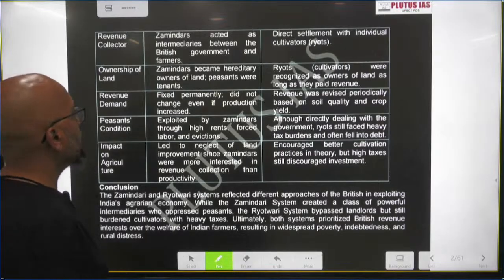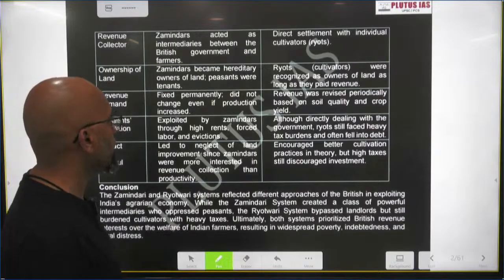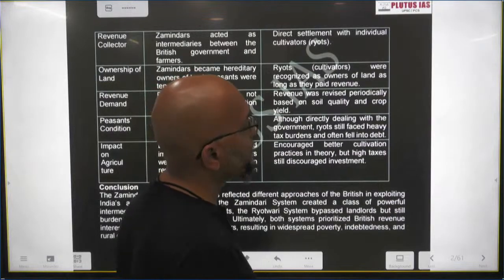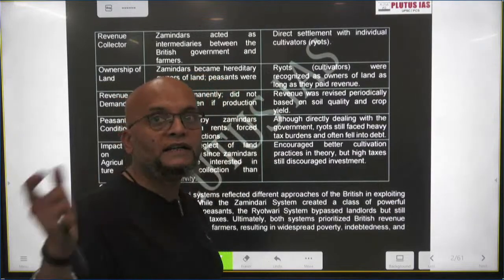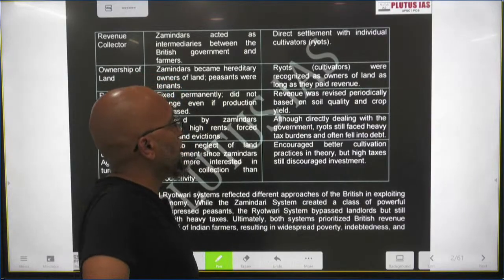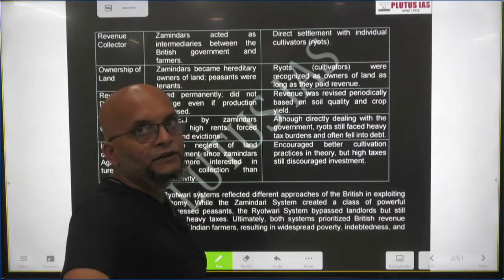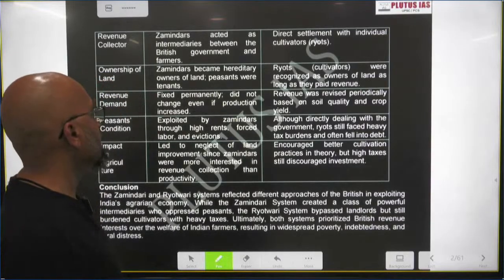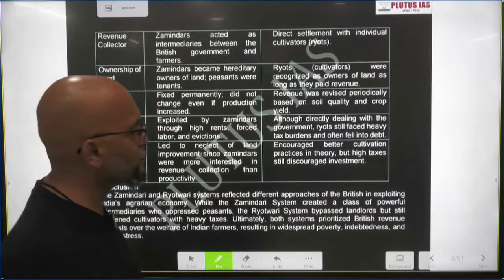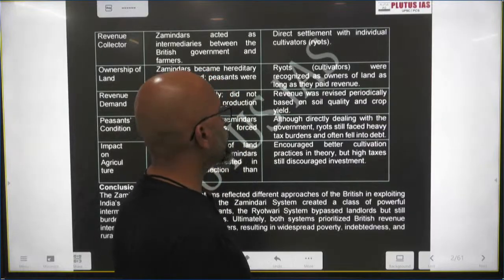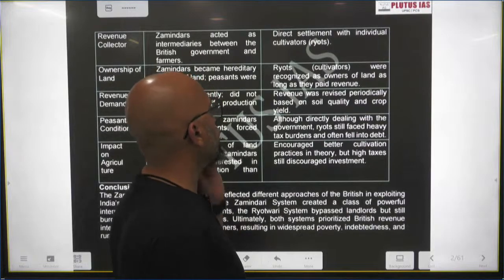Ownership of land: Zamindars became hereditary owners of land, and peasants were tenants. Whereas Ryotwari means Ryots, which stands for cultivators, the farmers. Ryots were recognized as owners of land as long as they paid revenue. So until and unless they are paying revenue, they are the owners of land. Revenue demand in Zamindari was fixed permanently and did not change even if production increased. So even if the production increased, revenue was the same. Whereas in Ryotwari, revenue was revised periodically based on soil quality and crop yield.